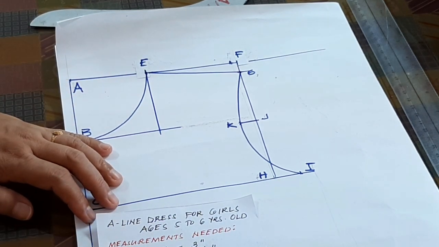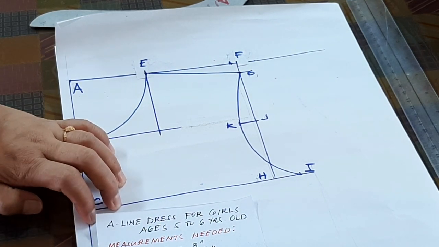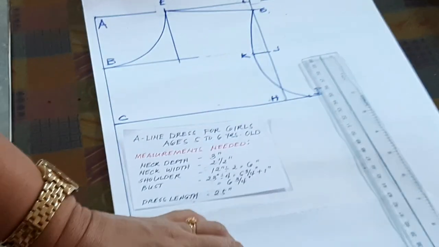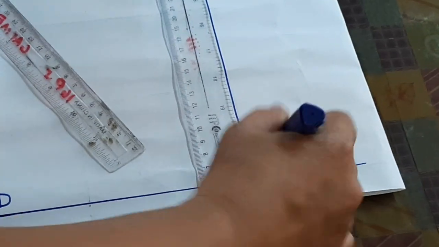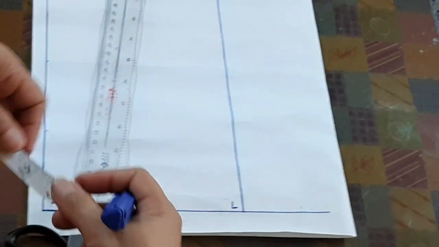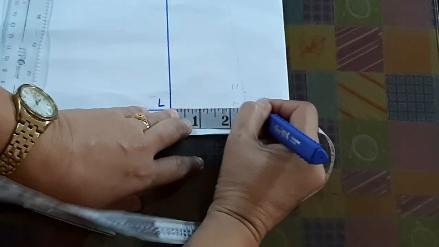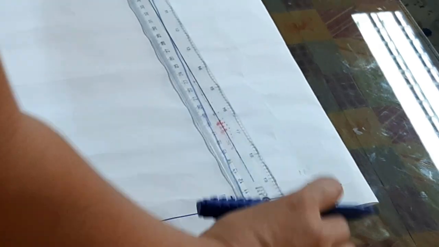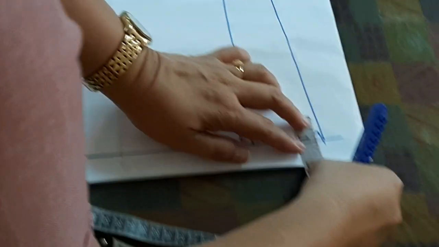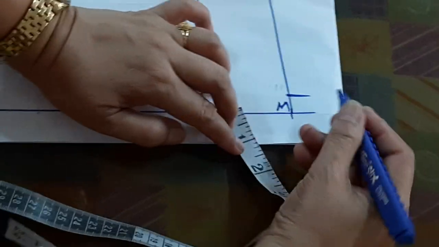Then point L: square down from point I up to line D. So this is point L. Then from L to get point M to the right, measure 2 1/2 inches. So this is point M. Then connect point I to M with a diagonal line. M to N, measure 1/2 inch upward. So this is point N.